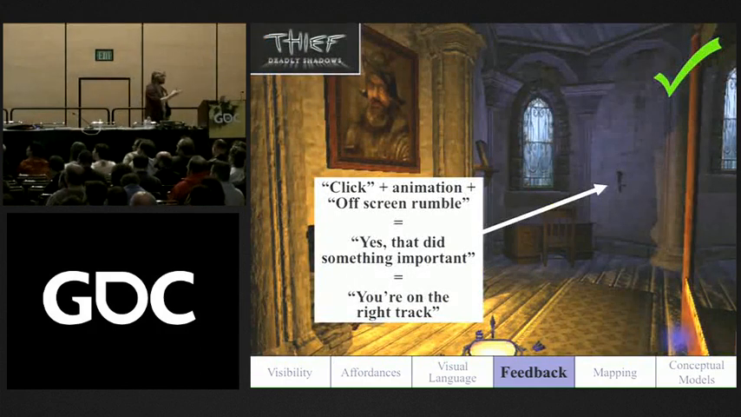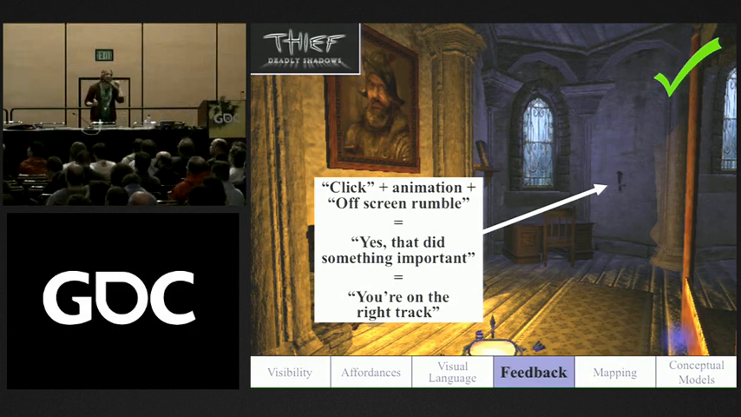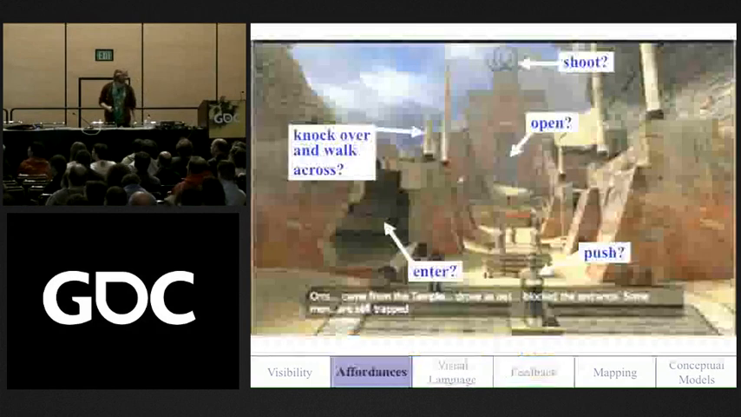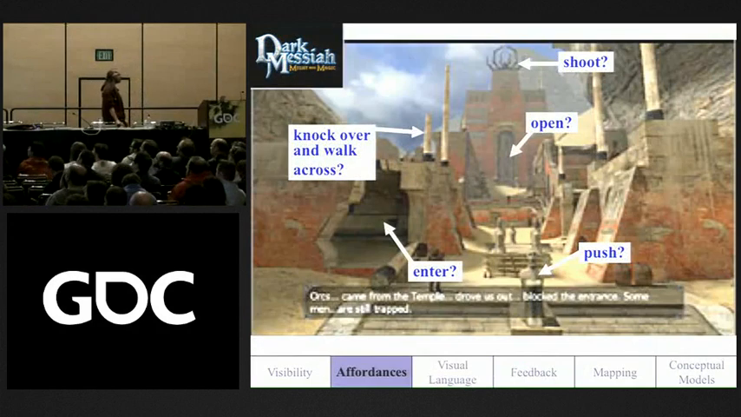In Thief, we talked about this switch that was hard to see. And in terms of affordance, it also does not afford a switch. It affords a torch. It's like a secret switch. But we gave it tons of feedback. It turned very clearly and it made a sound and there's an off-screen rumble kind of sound. It's like, don't worry, it's really weird, but something right happened. It helps the player stay on the right track. You're doing something right.